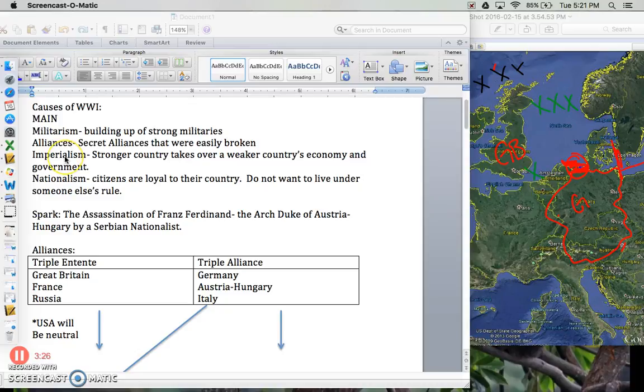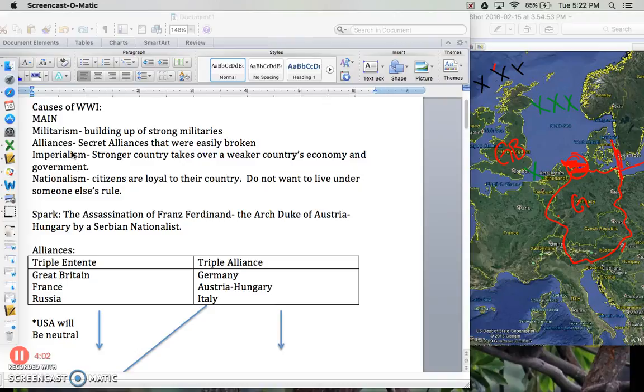Imperialism, we already know, is when a stronger country takes over a weaker country's economy and government. And nationalism, citizens that are loyal to their country that they were before they were taken over by an imperial country. They do not want to live under someone else's rule. Think about it. If I practice imperialism and go inside of your house and completely take over your life, I monitor what you eat. You can only eat kale and peanuts, nothing else. I make sure that you must be in bed, no cell phone, no nothing, no TV at 8:30 every night.